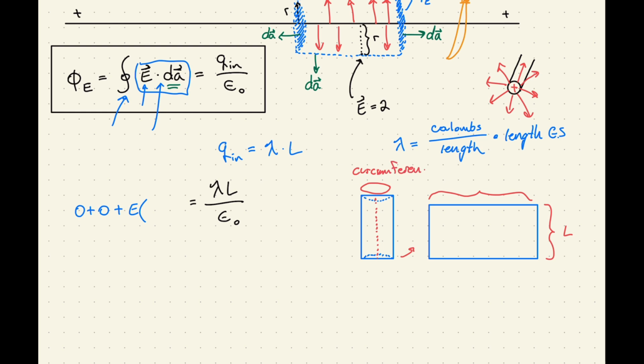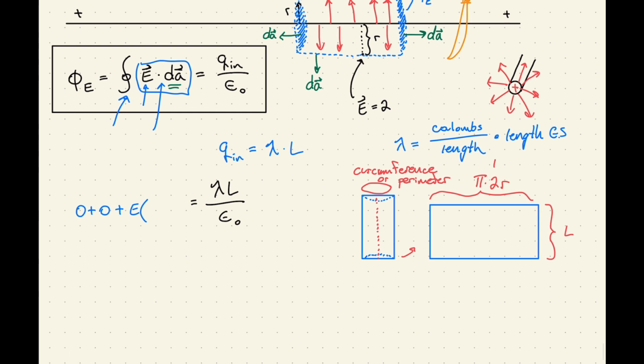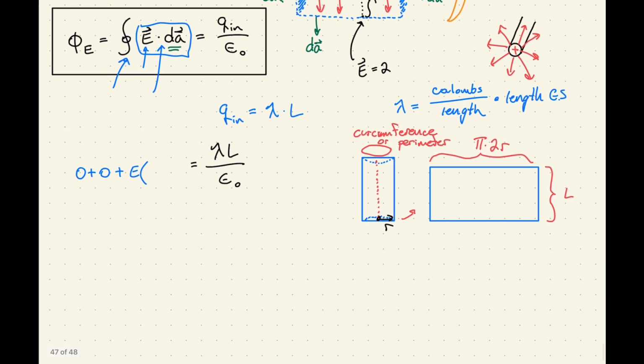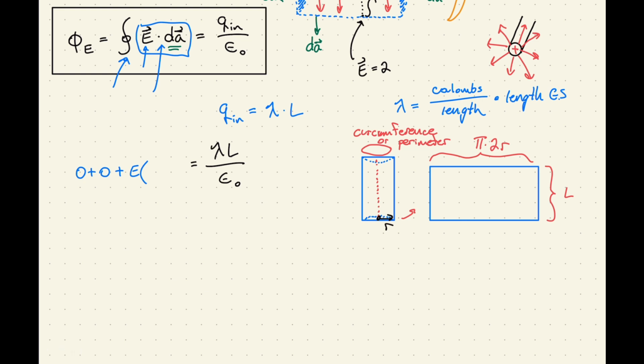Circumference, or sometimes they call it perimeter. For a circle, the circumference is pi times 2r, or pi times diameter. But in this case, what we are given is r. If you remember, over here we are given r, right? That is this distance over here. That is r, so that is given to us. And yeah, that is the circumference here.